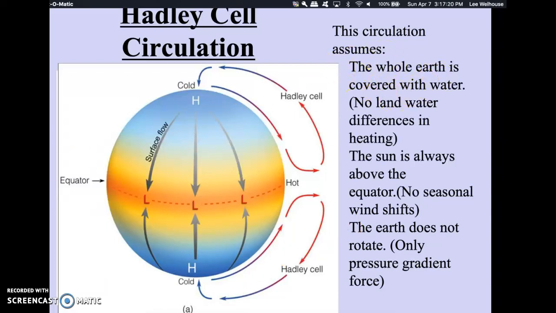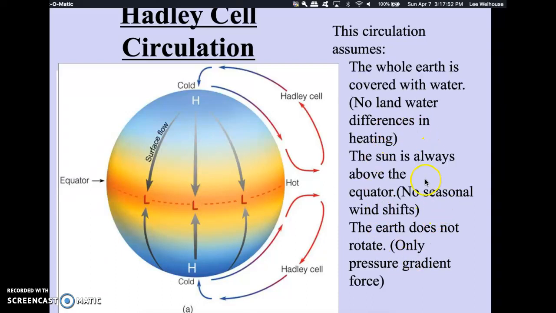Specifically, this single cell model of the planet makes three key assumptions that aren't how the planet actually works. It assumes the whole planet is covered with water, not the case, that there are no seasons, certainly not the case, and the Earth doesn't rotate, so pressure gradient force is the only game in town, rather than Coriolis force forcing things to turn to the right or left, depending on the hemisphere you're in.